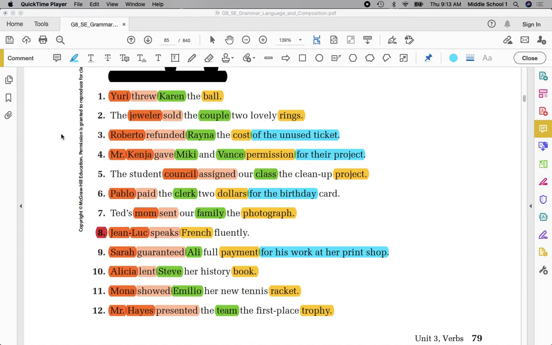Mr. Kenja, verb, gave, compound, indirect, Mickey Vance, direct object, permission. 5. Council, assigned, class, project. Once again, please notice the pattern. Pablo, paid, indirect, clerk, direct, dollars for the birthday card, prepositional phrase. Mom, sent, family, photograph.